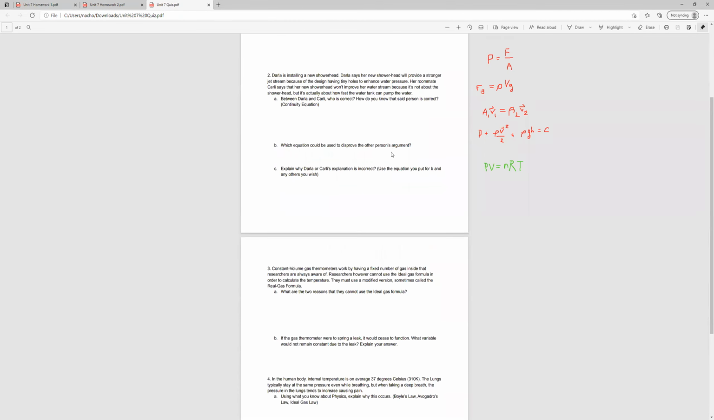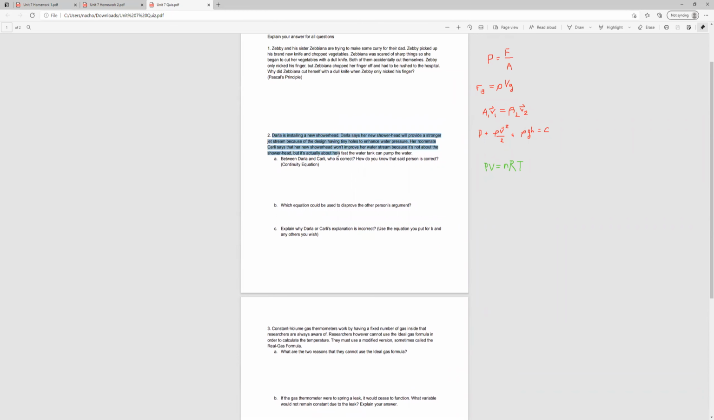Okay. All right, number 2, Darla is installing a new shower head. Darla said her shower head will provide a stronger jet stream because of the design having tiny holes to enhance water pressure, right? What people commonly mean by the water pressure of a shower head is the force that you feel from the water. So don't worry about that too much. It's the jet stream that matters right now.